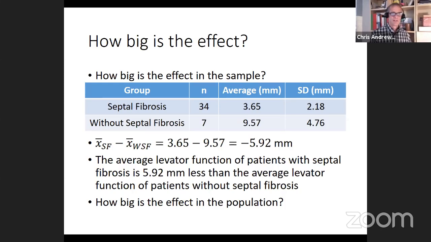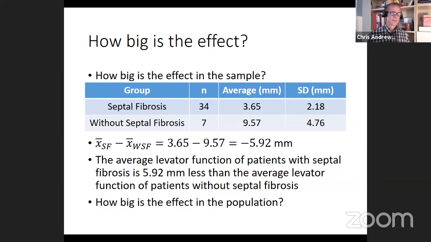One thing we don't immediately get from a hypothesis test is a statement of how big the effect is. We concluded that the effect is not 0, but we don't really know much about the size of the effect. How different are the two means? Obviously, in our sample, we can just compute that difference. I alluded to this earlier. We can compute the difference between septal fibrosis and without septal fibrosis, and we find that the difference in the two means is about 6 millimeters.